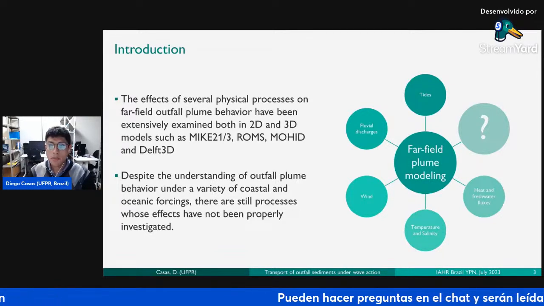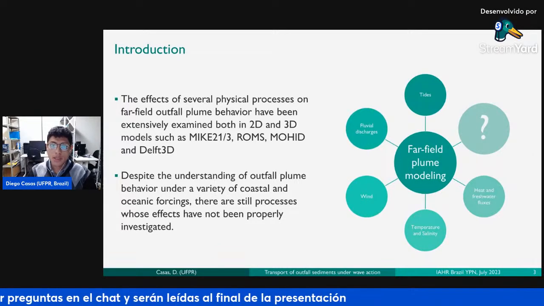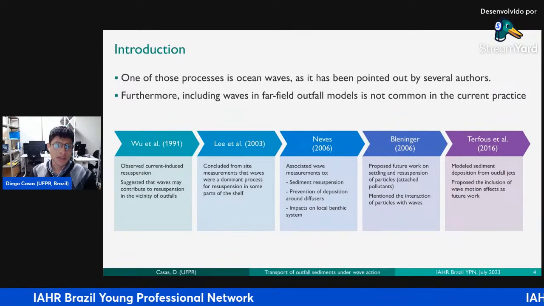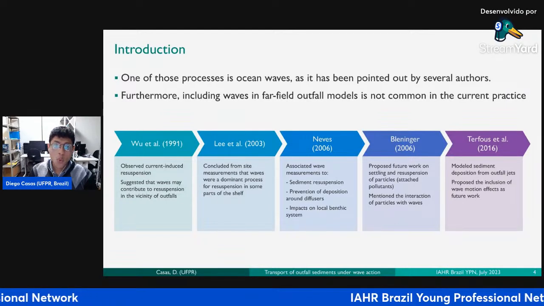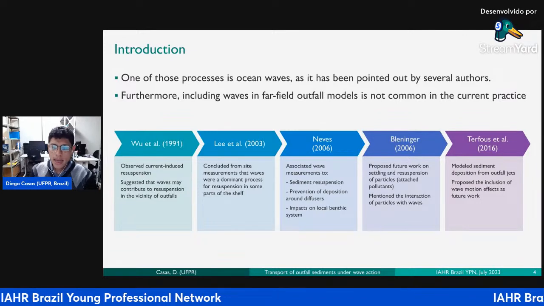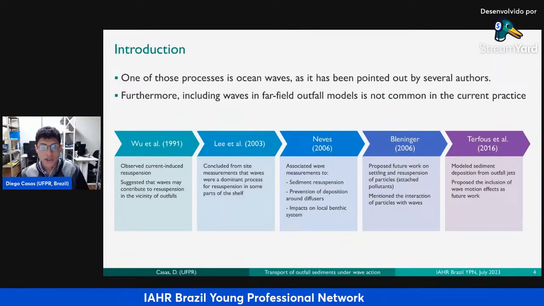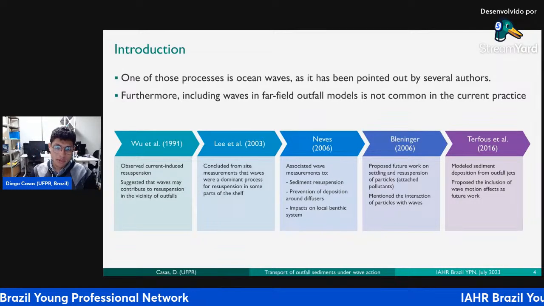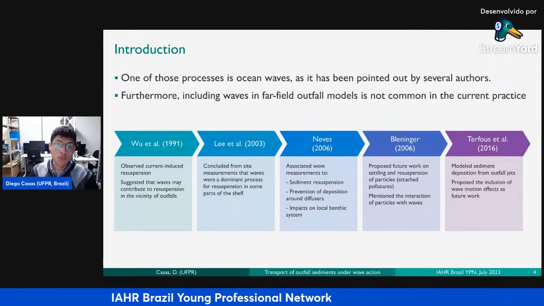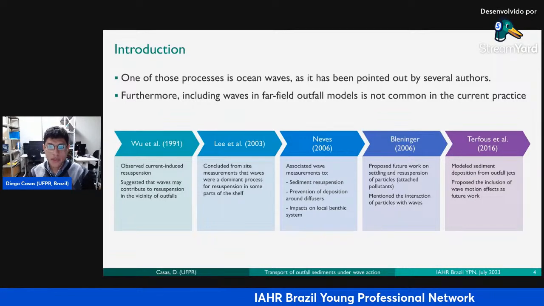However, there are still some processes that have not been properly investigated or are not well understood. One of these processes is wave motion. Several authors since the 90s have been pointing out that waves can play a significant role in the resuspension of outfall sediments. And interestingly, including waves in far-field outfall models is not common in current practice. Several field observations have shown or suggested that wave motion can resuspend or prevent sediment deposition, and it can in turn have impacts on the local benthic system.